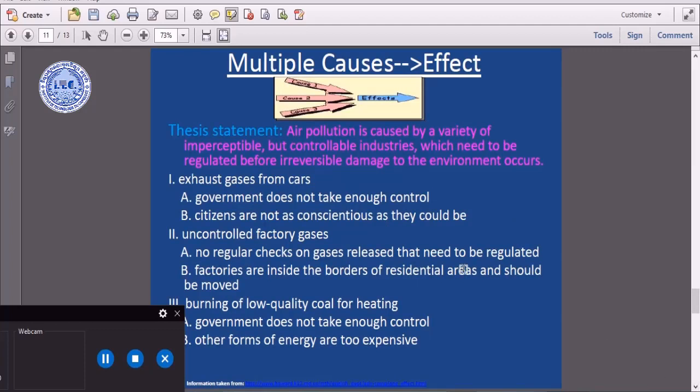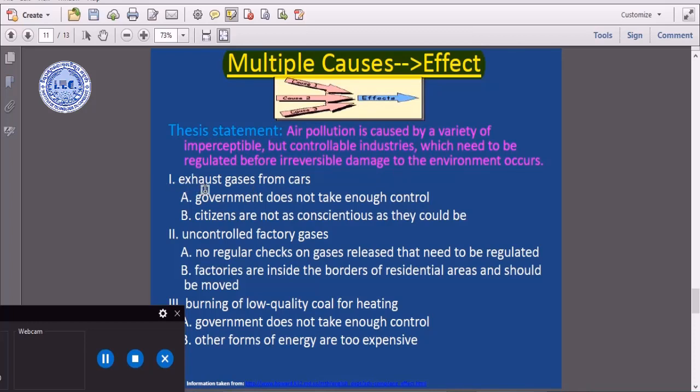Okay, next one. Here is the example and the outline of how you can write the thesis statement and the outline of the body and conclusions. You can see multiple causes go to the effect. So you talk about the causes and then you move to the effects. So we read the thesis statement together. Here we go. Air pollution is caused by a variety of imperceptible but controllable industries which need to be regulated before irreversible damage to the environment occurs. So they talk about air pollution, and the cause of air pollution is the variety of imperceptible and controllable industry. So it's all about industry.